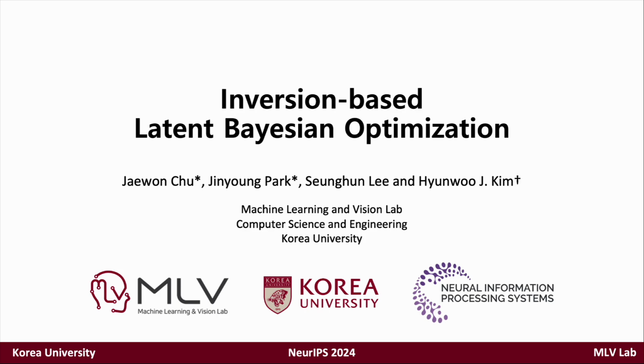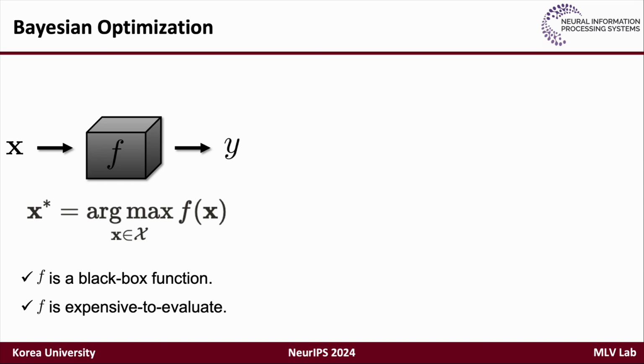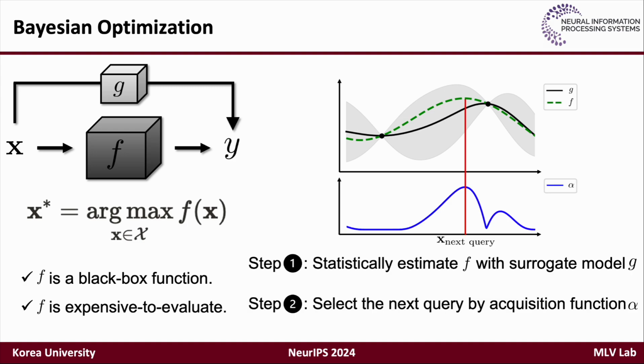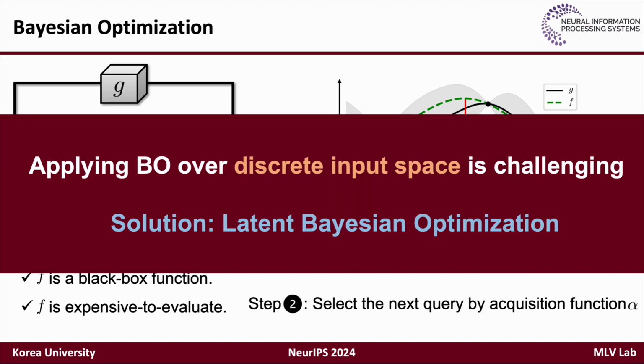Today, I will present inversion-based latent Bayesian optimization. Bayesian optimization aims to search for optimal input that maximizes the objective function f, which is assumed a black box and expensive to evaluate. To solve this problem, we first statistically estimate the objective function f with surrogate model G. Next, given the surrogate model, we select the next query by quantifying the acquisition function alpha. We repeat these steps until the Oracle budget is exhausted.